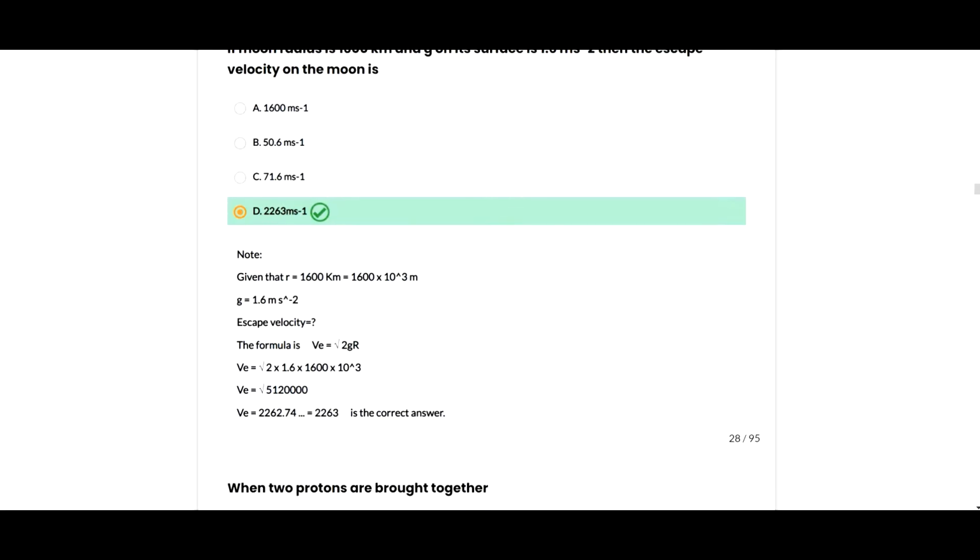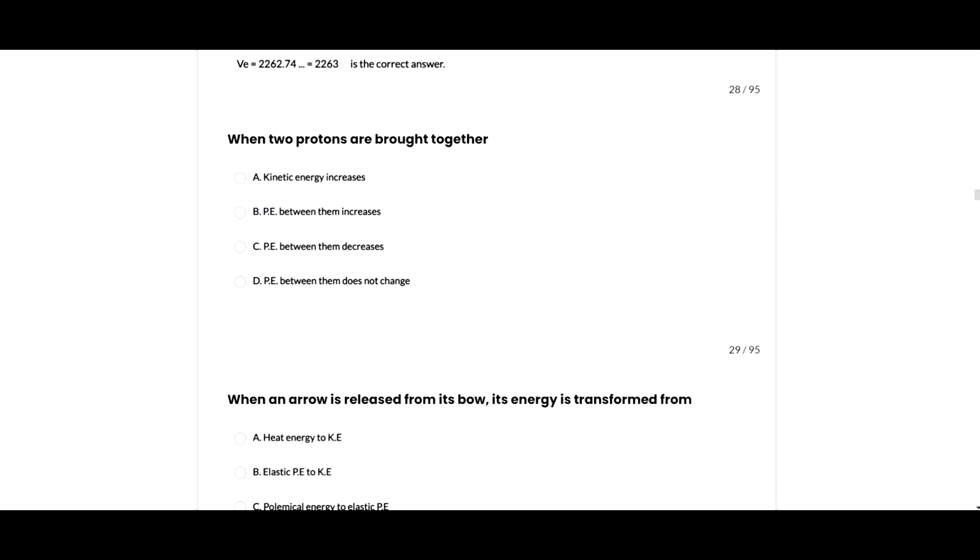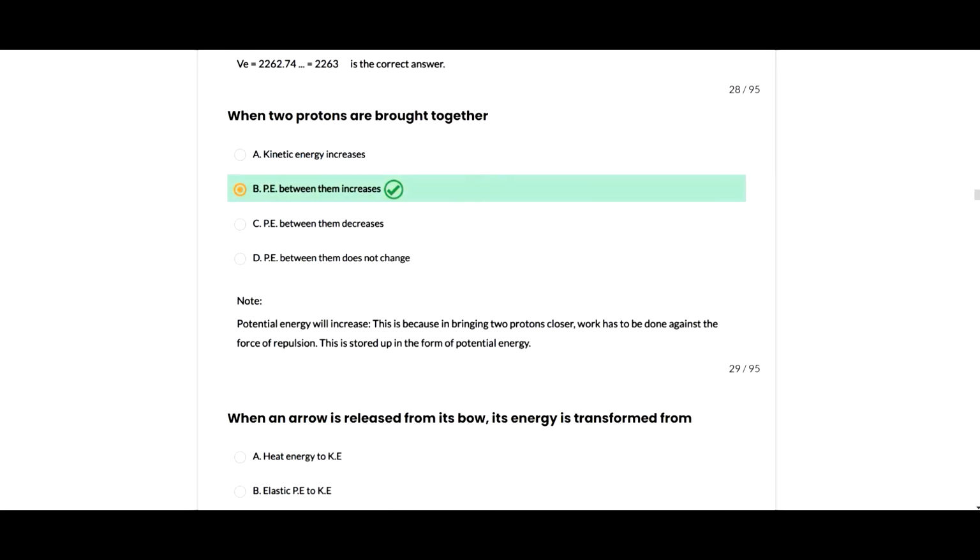So the next MCQ is here. When two protons are brought together, what happens? So here is the correct option given here. B option is correct. Potential energy will increase. When two protons are brought together, then potential energy increases because in bringing two protons closer, work has to be done against the force of repulsion. This is stored up in the form of potential energy. So here B option is correct.